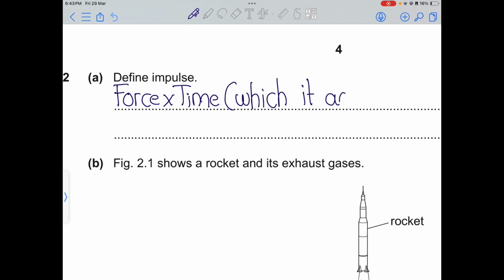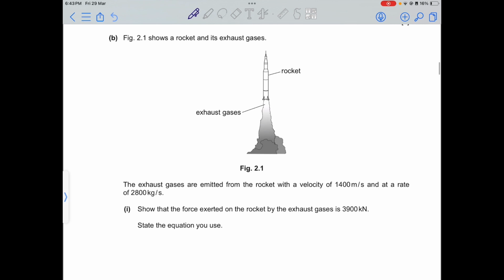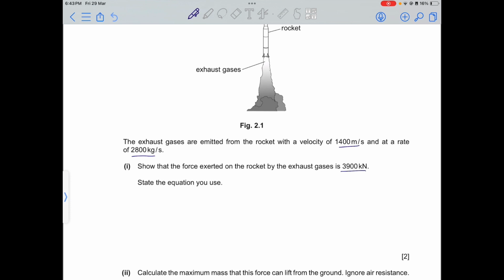Alright. Then Figure 2.1 shows a rocket and its exhaust gases. The exhaust gases are emitted from the rocket with a velocity of 1400 meters per second and at a rate of 2800 kg per second. Show that the force exerted on the rocket by the exhaust gases is 3900 kilonewtons.